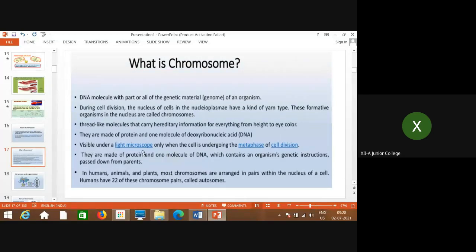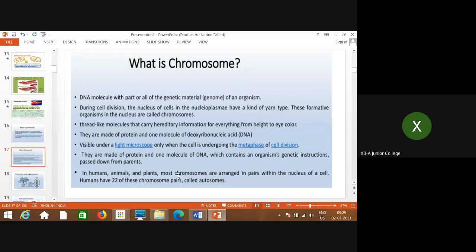These chromosomes are visible. They are made up of protein and one molecule of DNA, which contains an organism's genetic instructions passed down from parents to their offsprings. When we talk about human beings, the number of chromosomes is fixed for that particular species. Most chromosomes are arranged in pairs within the nucleus of a cell.